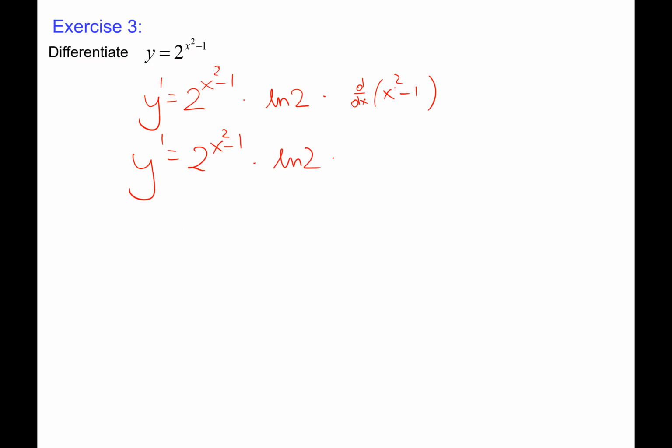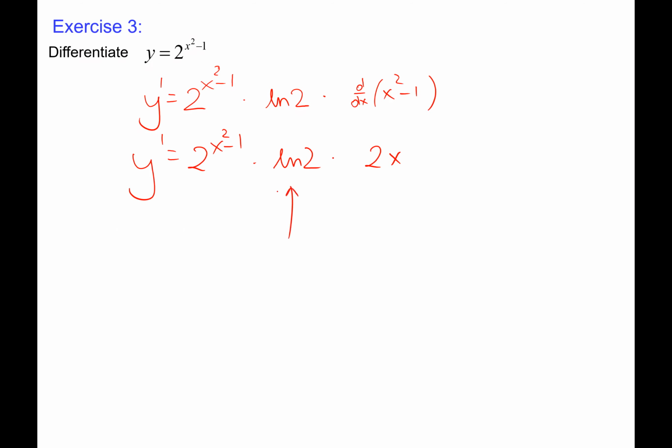Differentiate 2 to the power of x squared minus 1. It means derivative of the exponential function 2 to the power of x squared minus 1 is the same function, 2 to the power of x squared minus 1, times natural log of 2, of the base, and times derivative of the exponent. Chain rule. That's my chain rule. I can copy this, natural log of 2, and this is just 2x. Let's leave it because we can nicely see all of the parts.